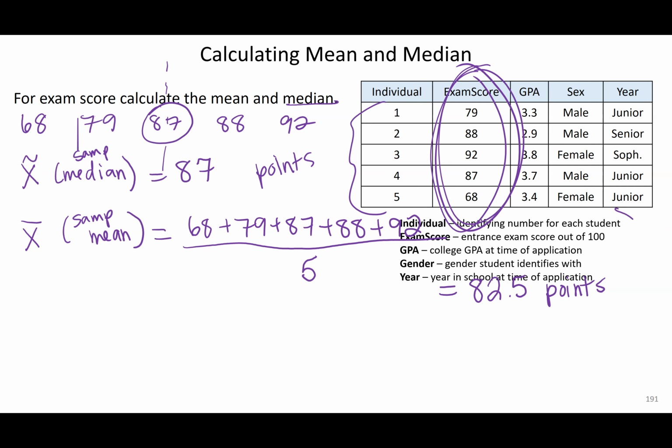Whoops. Here's the info about the data set again. I wrote over it. No big deal.